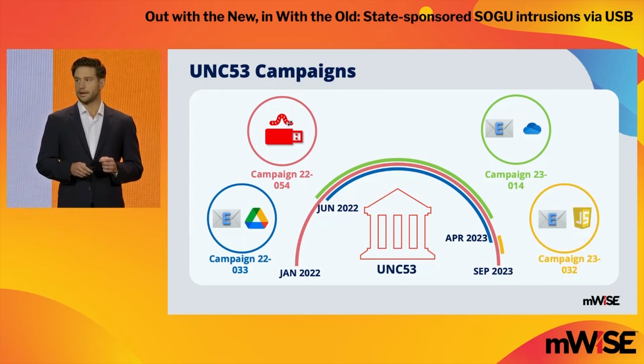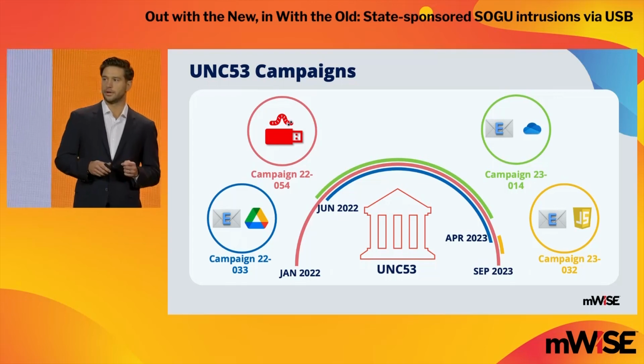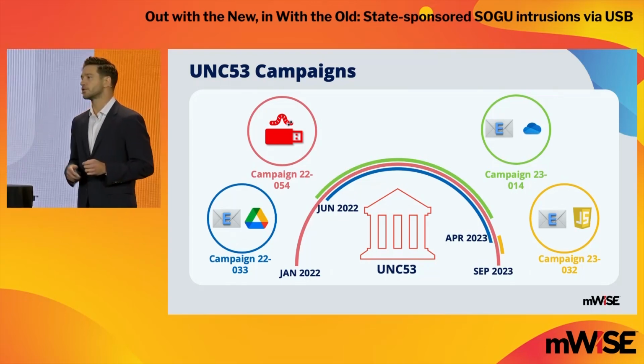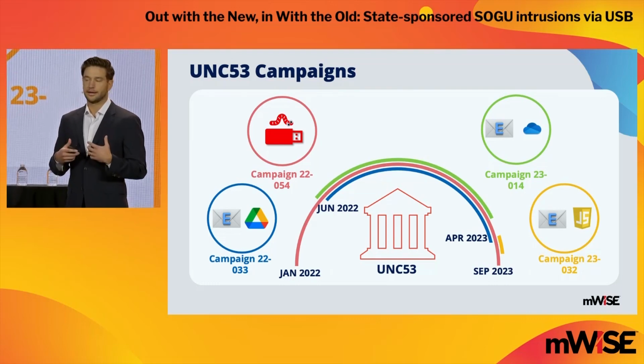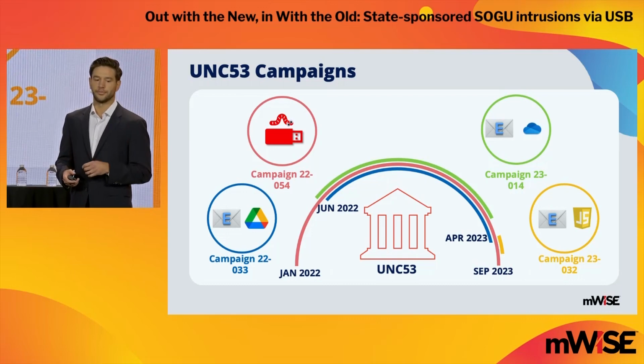Finally, their most recent campaign, 23032, again, another phishing campaign targeting government organizations in Europe, where the phishing emails contained an HTML file with embedded JavaScript, leading to a variant of SOGU.